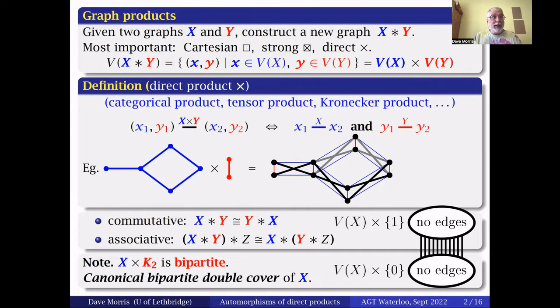So if you have a graph and you want to make a bipartite graph out of it, this is at least one of the natural ways to do it. There are other ways, but this is the standard way to take a graph and make a bipartite graph out of it. Just cross it with K2.